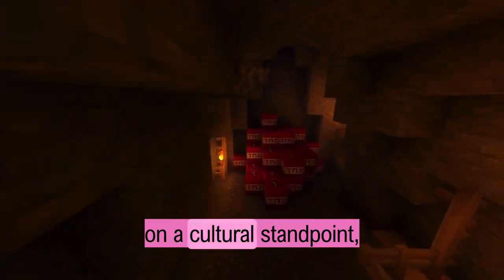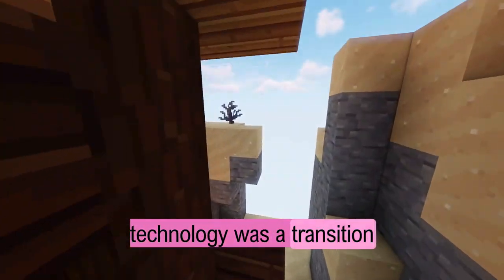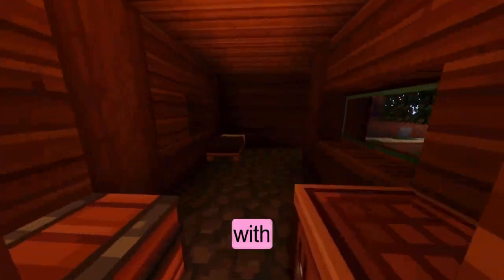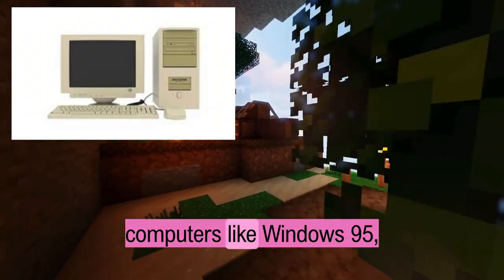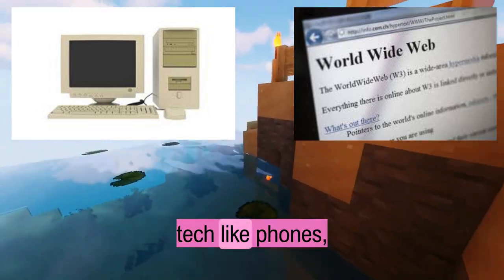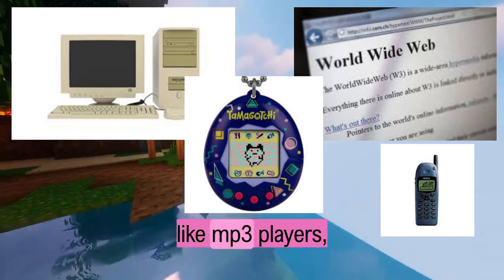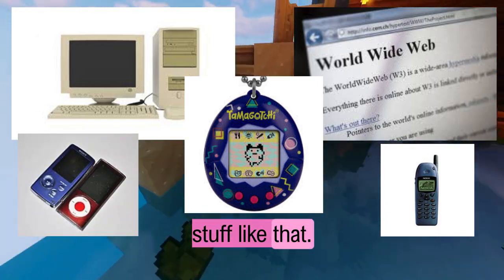Now, on a cultural standpoint, we have technology. 1990s technology was a transition from analog to digital. With the rise of personal computers like Windows 95, the World Wide Web, and portable tech like phones, games like Tamagotchi, and MP3 players, stuff like that.